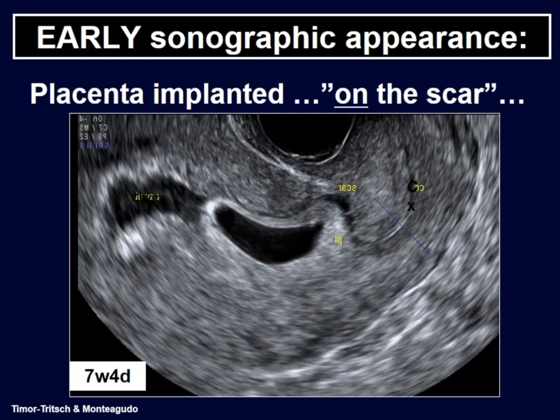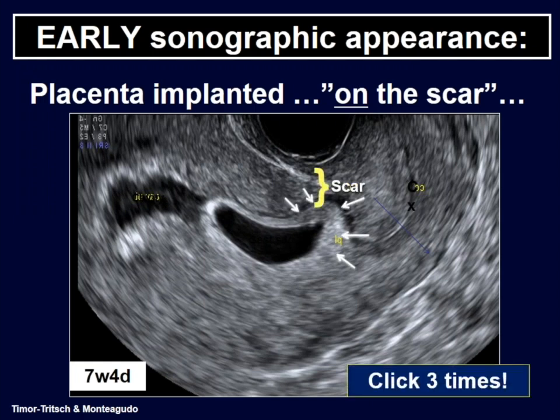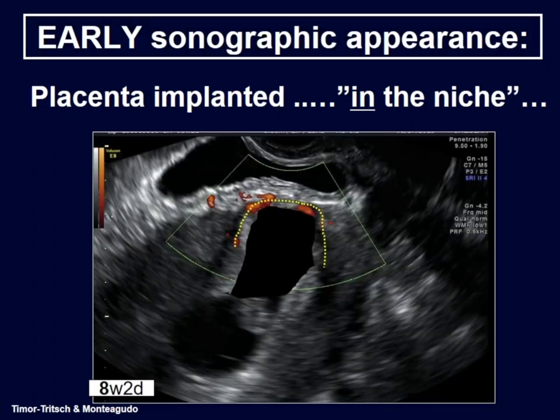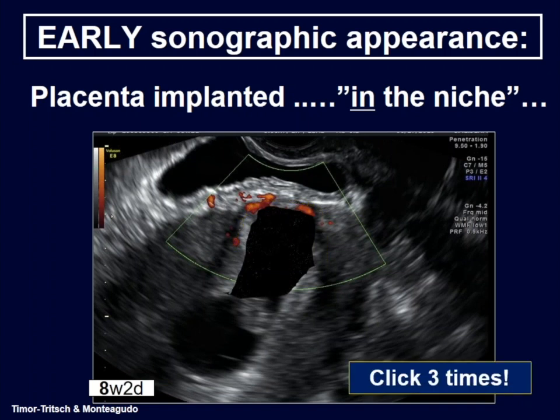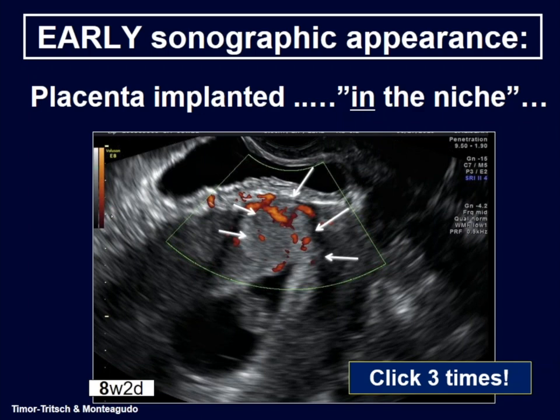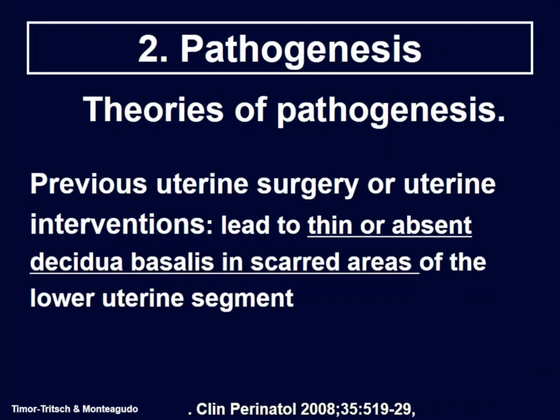I recognize two kinds of implantations. One on the scar, and in this case, you will see that there is a scar present and the placenta outlined by arrows implants on top of the scar. There is a distance between the anterior uterine wall and the placenta. And then there is one that's implanted in the niche, and if that is so, then you will see the placenta very close to the anterior uterine wall, or for that matter here, the bladder, and you will see the vascularization right there depicted by the arrows.